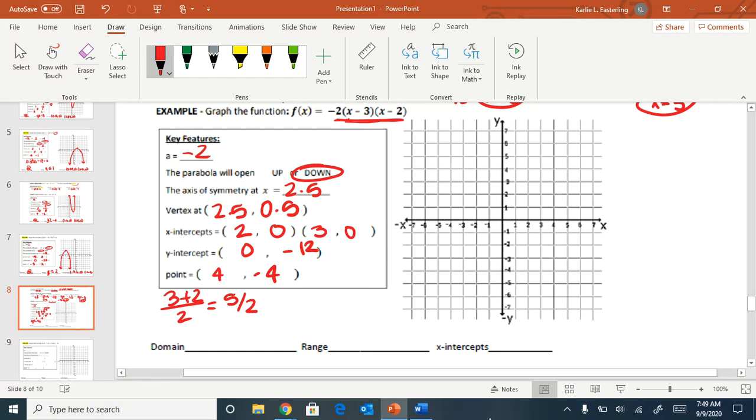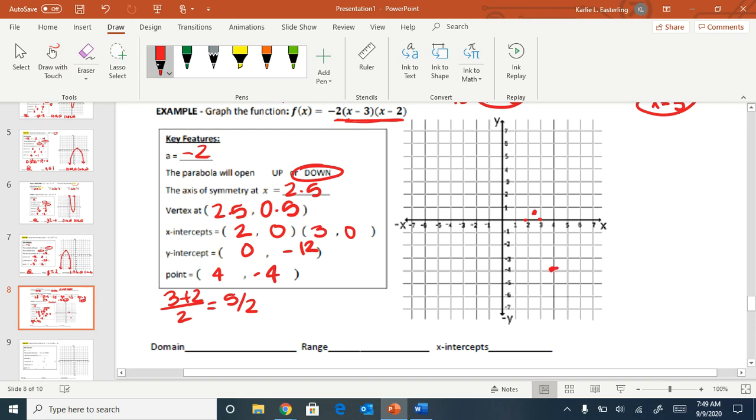So we're going to come over here. We're going to go to 2.5 and go down just a half. So we're kind of in the middle of that block right there. Our x-intercepts are 2 and 3. And then I'm going to go ahead and graph that point, 4, negative 4. Oh, and I did that first point wrong. Sorry. You go up, not down. So then we'll go over to 4, and we'll go down to negative 4.